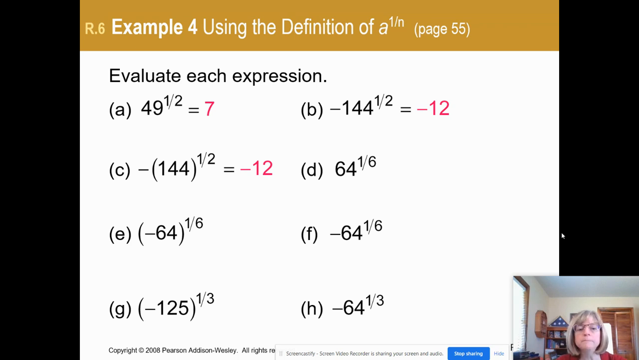In part D, it's not the square root, it's the 6th root because the number 6 is in the denominator. So what number times itself 6 times is equal to 64? That turns out to be 2.